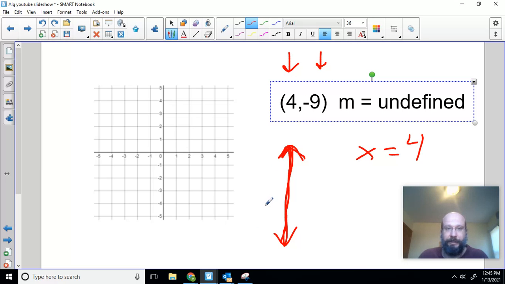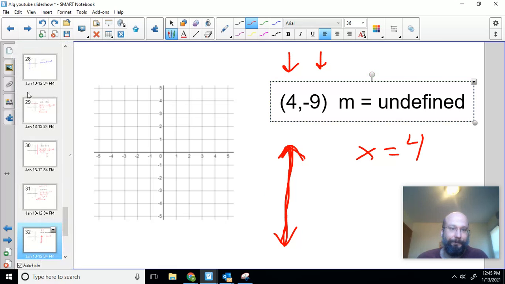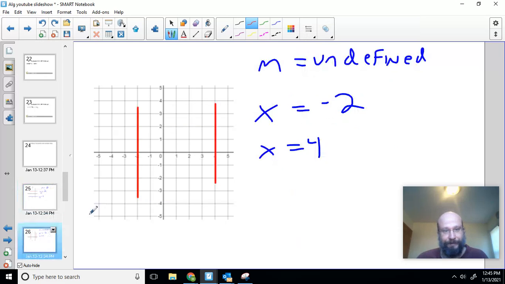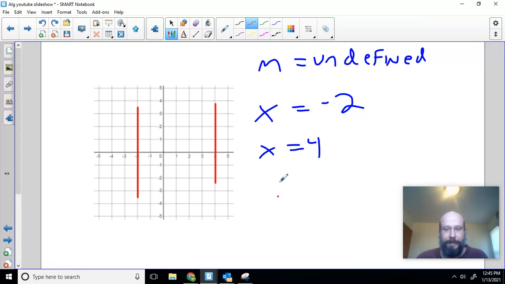I know it's a little tricky. I totally see that. And it's just a matter of doing practice and visualizing it. And again, the biggest thing is making sure you understand that this is a 0 slope and this is an undefined slope. And we'll do more practice on this, so don't worry too much.